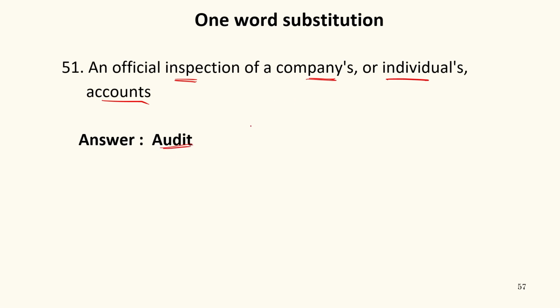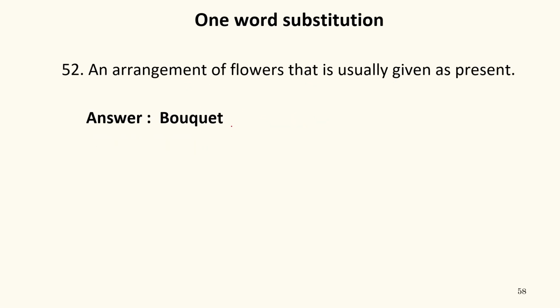An official inspection of a company's or individual's accounts. That is called audit. An auditor comes to do so. Auditors are the people who inspect your accounts, and audit is actually the inspection. That process is known as audit. Again, the same one word substitution comes: the arrangement of flowers, that is bouquet.